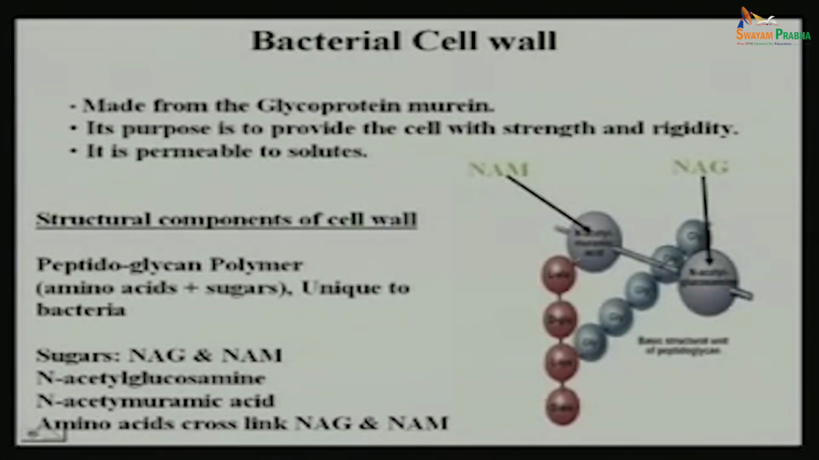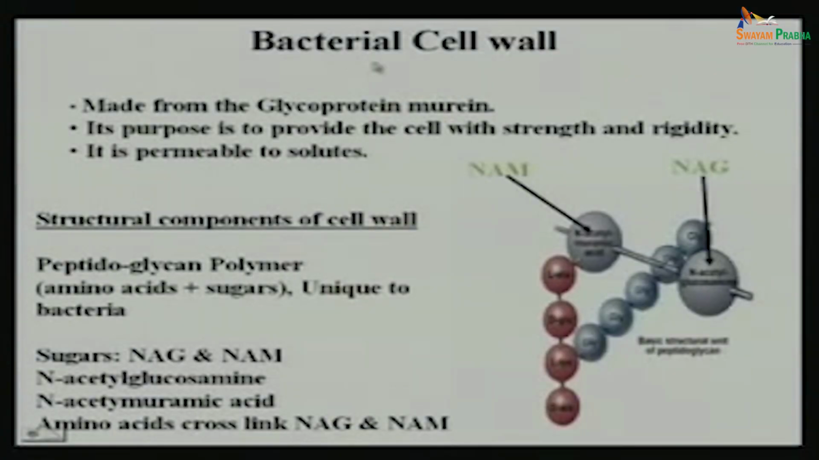Immediately below this glycocalyx is the cell wall. If we see the biochemical composition of the cell wall, we can find that it is made up of glycoprotein, one example of which is murein. Its purpose is to provide strength and rigidity to the cell. It is permeable to solutes.